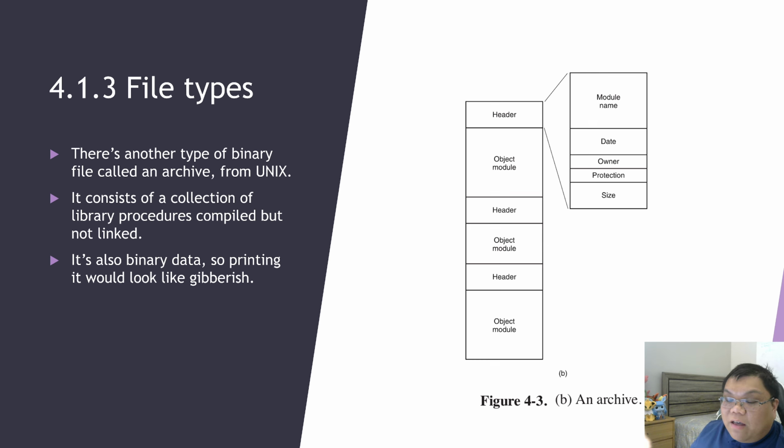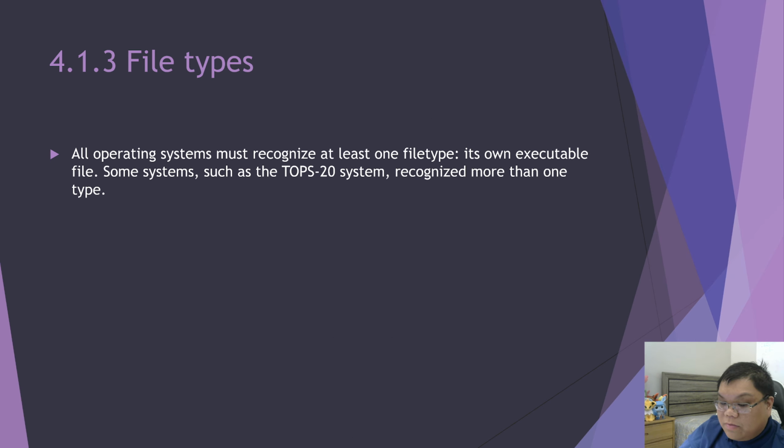There's also another type of file called an archive file that's typical of Unix. Much like the executable and the PNG from before, it's all binary data, so if you try to edit it in a text editor or print it out, it's going to look like gibberish. If there is one file that an operating system must know how to read, it's likely going to be the executable file.